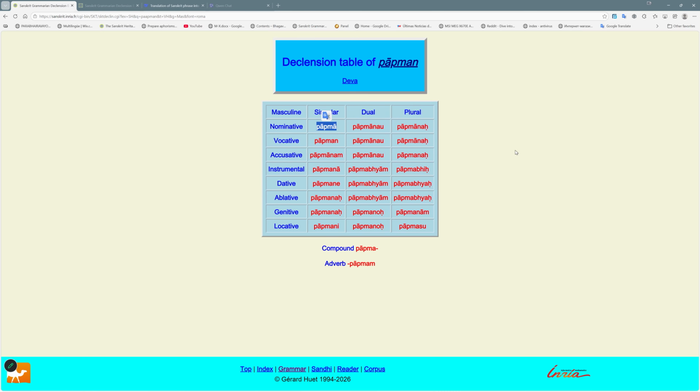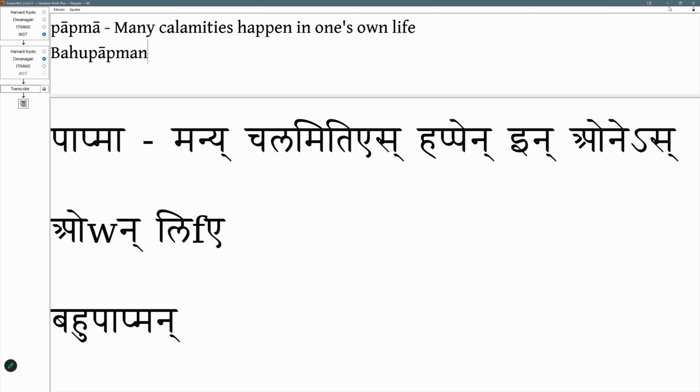Papma, singular, in plural is papmanah. Papmanah. Look at that. Complicated the declensions. Son complicaditas las declinaciones. Look at this. Opa, papmani. Papmanah. Copy paste. So, papmanah. Ahí está. Many calamities.